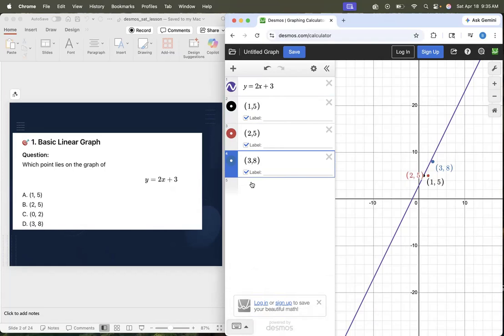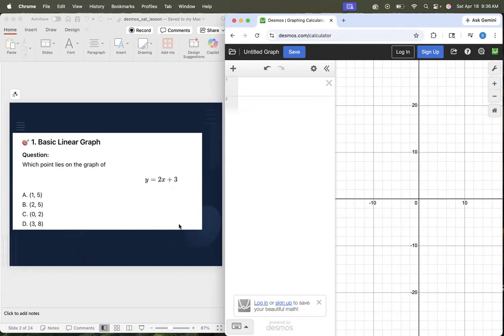But this is a basic question for the SAT. You get this and you take the points. You can solve them by hand, but like I said, Desmos will do it quickly for you. That's the first thing I want you to know as a beginner and to be able to do with Desmos.